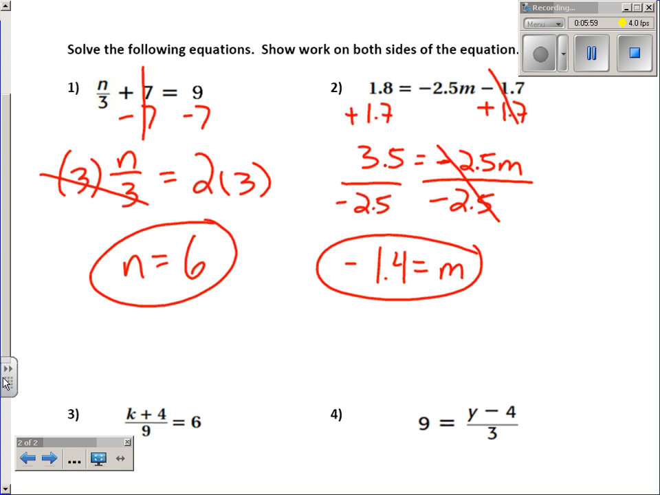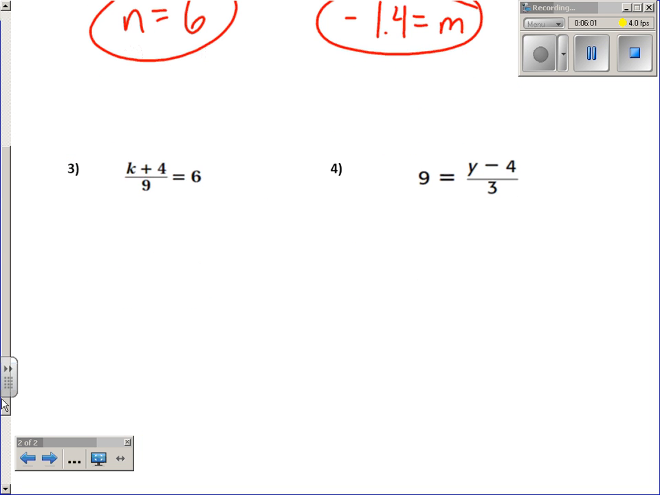So let's go to 3. Now this one, looking at it, the first thing happening to k is the addition, because it's all in the top of this fraction. It's one giant fraction. That addition is actually closer to k than the division by 9. So because the division by 9 is further away, it's on the outside, we undo that first. Multiply by 9 on both sides. Bring down what's left over. Now we need to subtract.